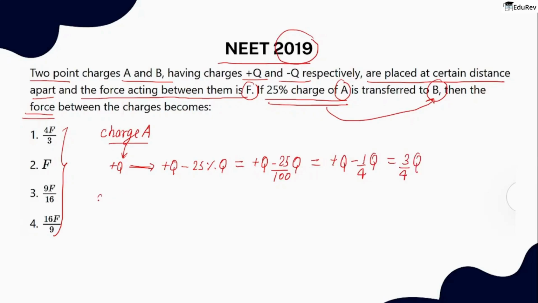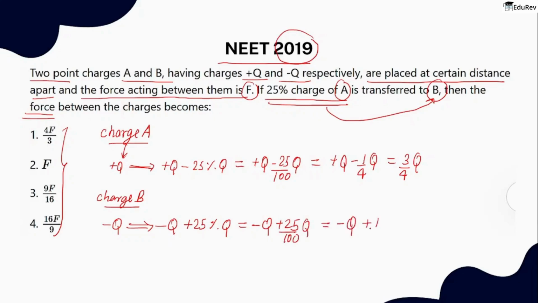Now let us discuss charge B. Initially charge B was minus Q, but when it takes 25% of charge A, it becomes minus Q plus 25% of Q, which is equal to minus Q plus 25 divided by 100 into Q. On simplifying and solving, we get minus Q plus 1 by 4 into Q, which comes out to be minus 3 by 4 Q.